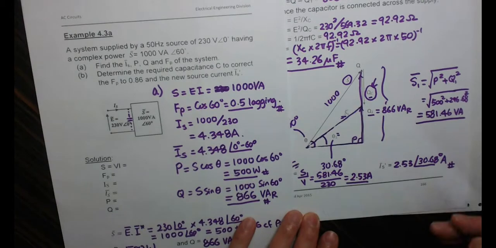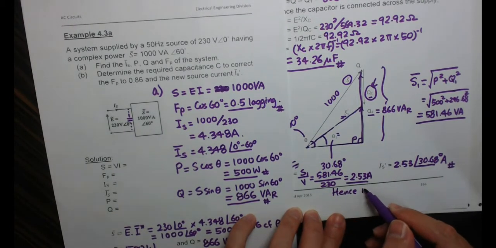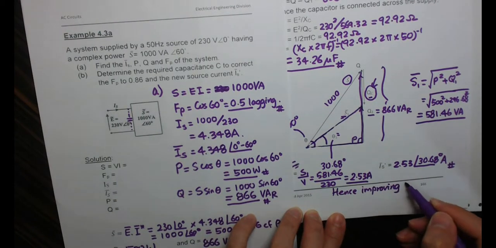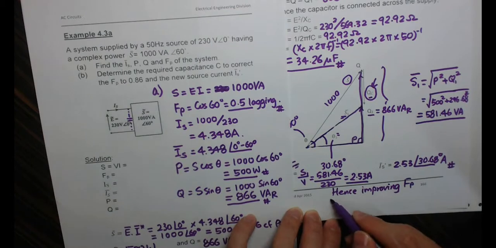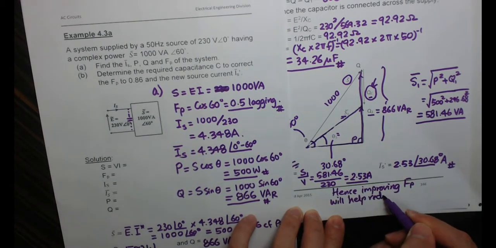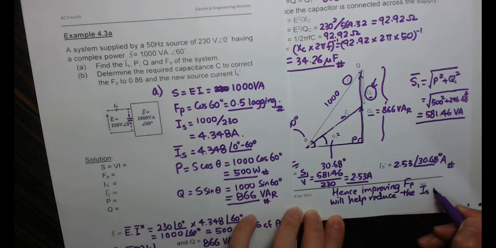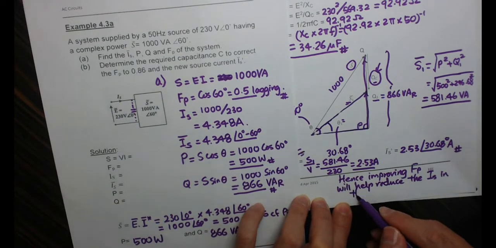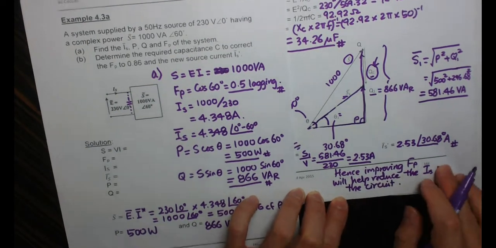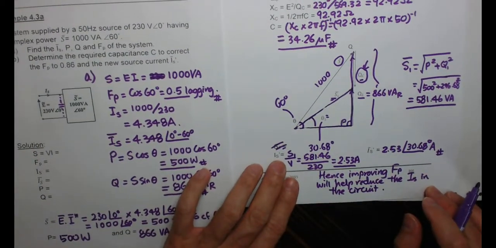Hence, improving power factor will help reduce the current in the circuit, and this will help to reduce the energy loss in the cable, as we have discussed in the class.